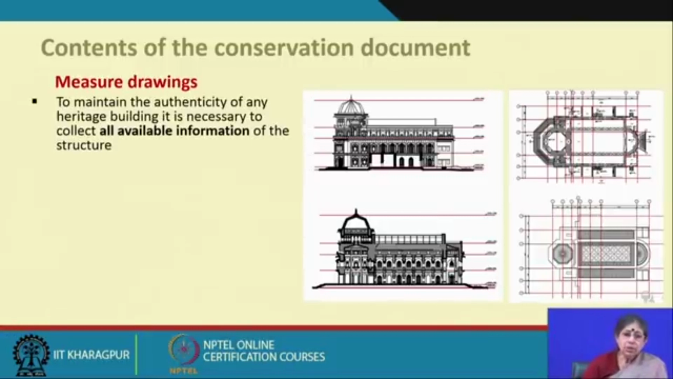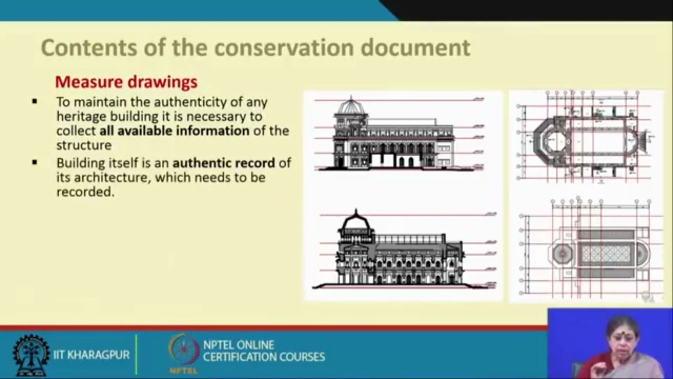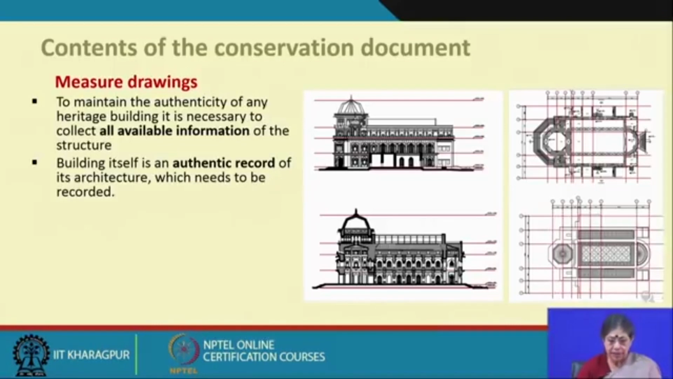Now, why measured drawing? To maintain the authenticity of any heritage building, it is necessary to collect all available information of the structure. Each and every building, structure, precinct or site is an authentic record of its architecture, which needs to be recorded. Even if we change it or do further intervention, we must understand at what stage we found that structure. For this, the measured drawing is the first and foremost step.